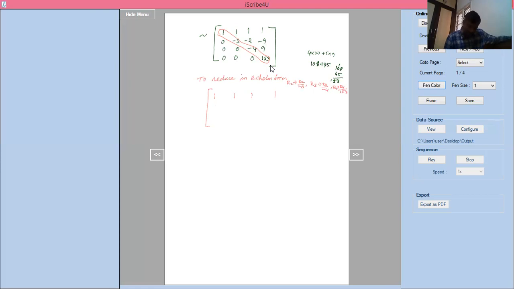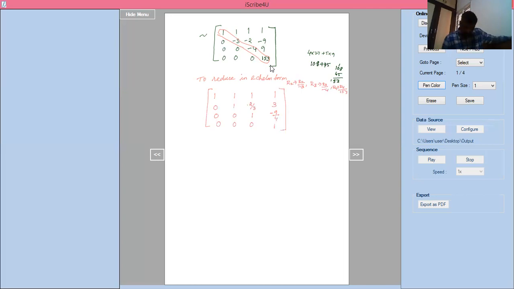Now 0, this is for 1. Then minus 2 by 3 is nothing but 2 by 3. Minus 9 divided by minus 3 is nothing but 3. This is 0, 0. R3 divided by minus 4 is nothing but 1. This one should be minus 9 by 4. Next one should be 0, 0, 0. 153 divided by 153 will give us 1, which is echelon form.